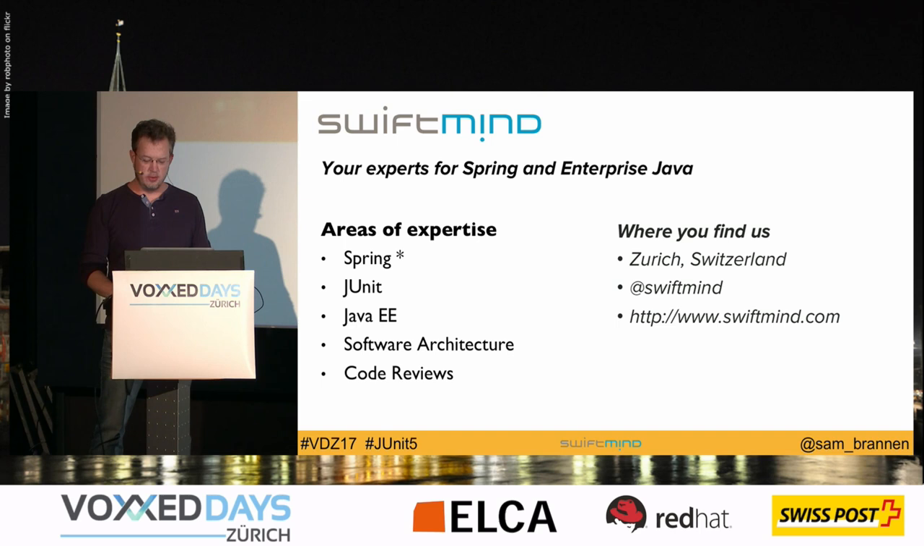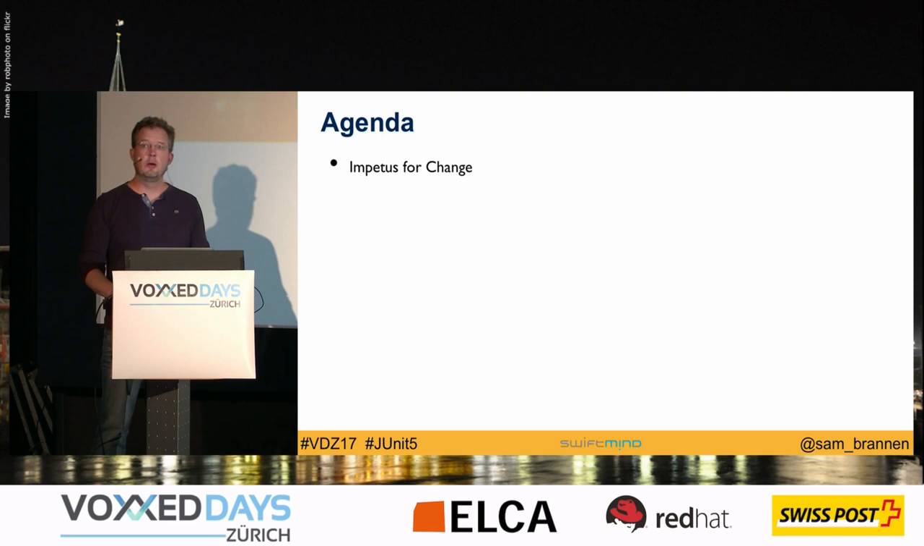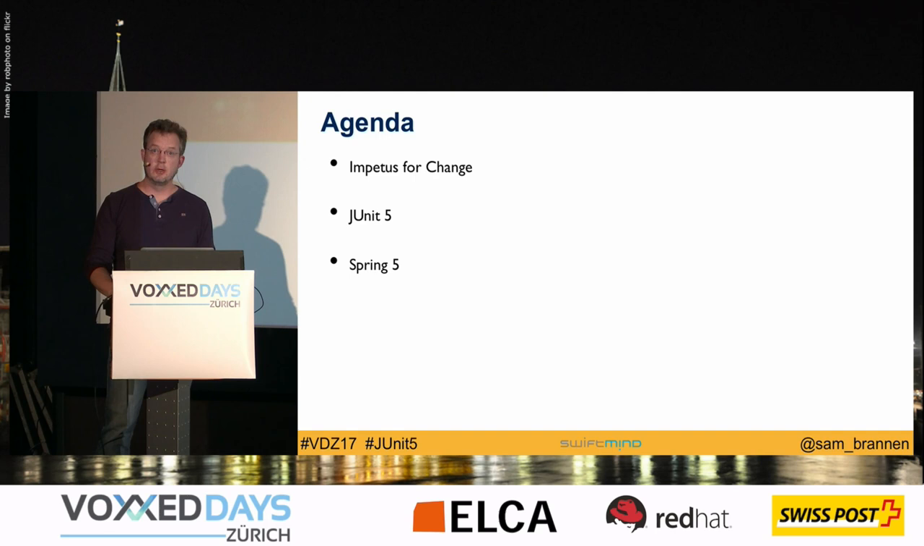So the agenda today, we're going to start off talking about the impetus for change, why we even have a new version of JUnit. Then we'll look at JUnit 5 in detail, as much as we can, over the course of an hour. And I'll briefly talk about some of the support in Spring 5 for JUnit 5. And then if we have time, be here for questions and answers. And if not, you can find me outside and we can talk later on.